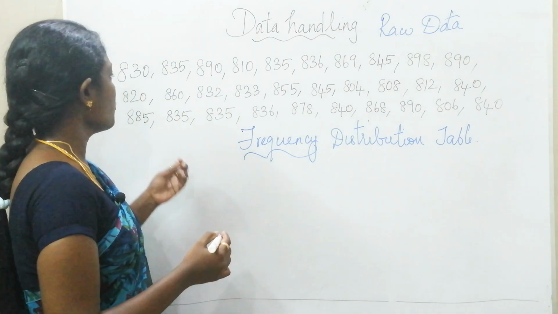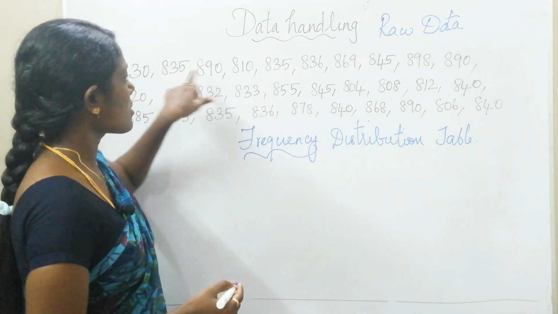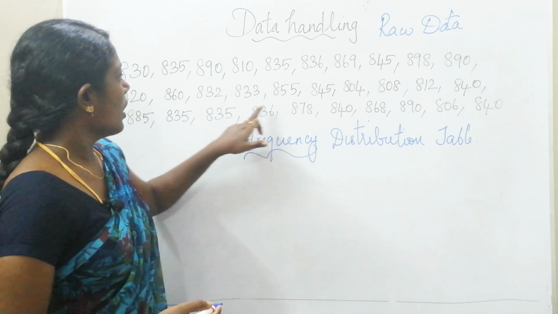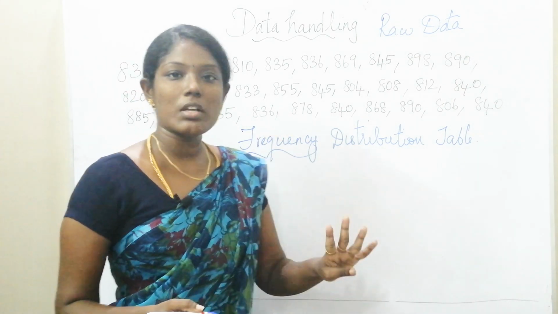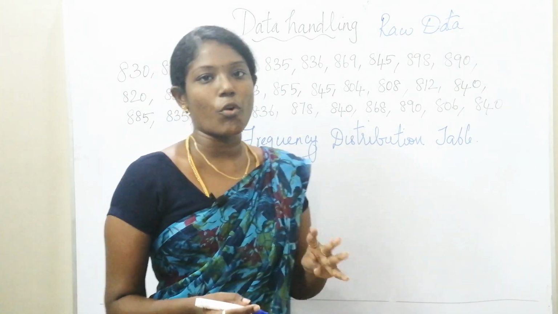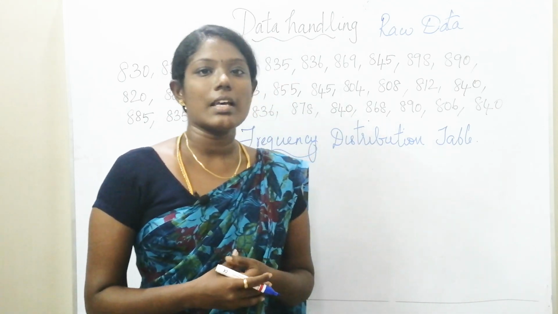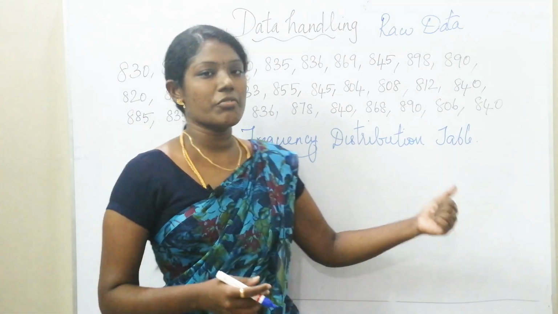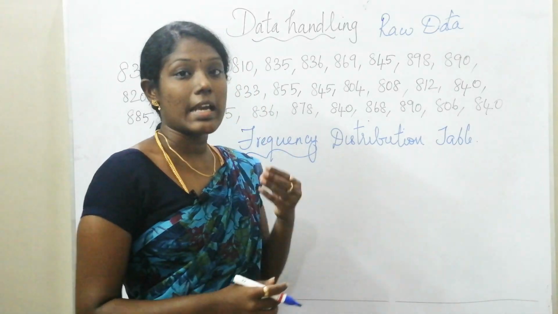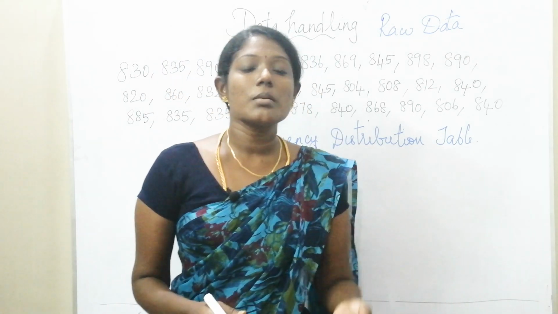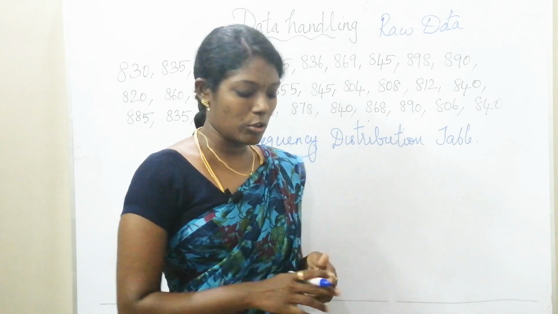For example, if you take 835, how many times have I written it in this data? I have written 835 once, twice, thrice and 4 times. So I have written 835 4 times. So the frequency of 835 is 4. That is called frequency: how many times that particular number occurs. Now, I am going to draw the frequency distribution table and show you how to organize this data and make it useful. A frequency distribution table is also called a tally mark table.